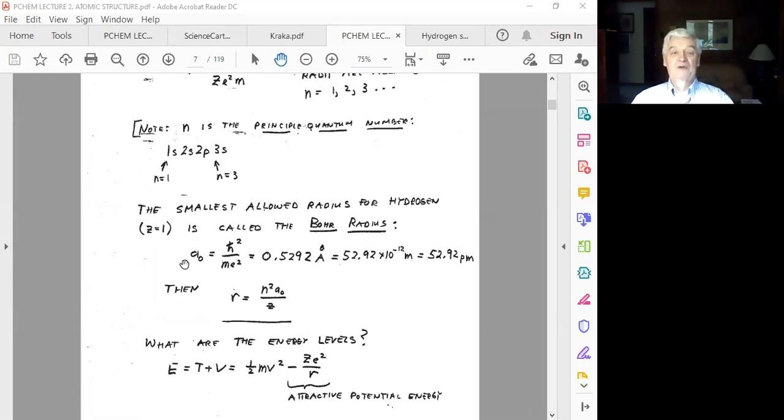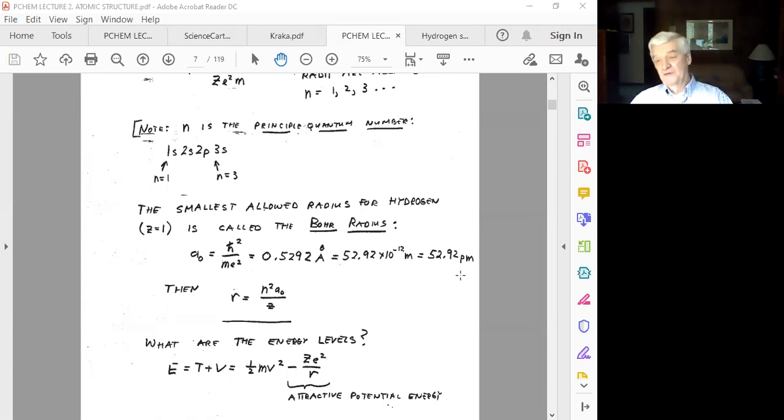evaluate then what we get for Z equal to 1 and n equal to 1, so this is a hydrogen atom, n equal 1 orbital, this magnitude comes out to be 0.5292 angstroms, which is 52.92 times 10 to the minus 12 meters, or 52.92 picometers.